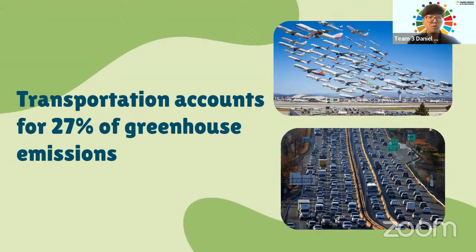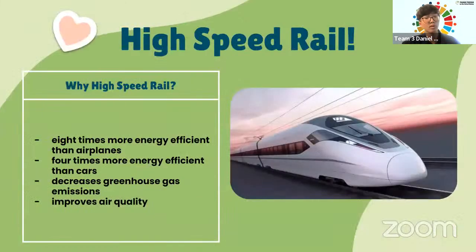The second problem with the status quo is that transportation actually accounts for 27% of greenhouse emissions, which my teammates have mentioned earlier. And the way to actually transform this 27% into 0% is with high-speed rail. So for those of you who don't know, high-speed rail is basically a really fast train. They travel at 350 kilometers per hour, and they're a lot faster than normal trains or even airplanes. That's why we should switch to high-speed rail.